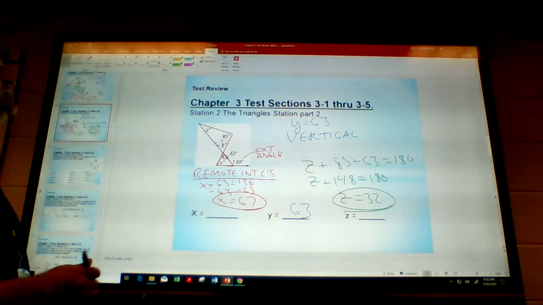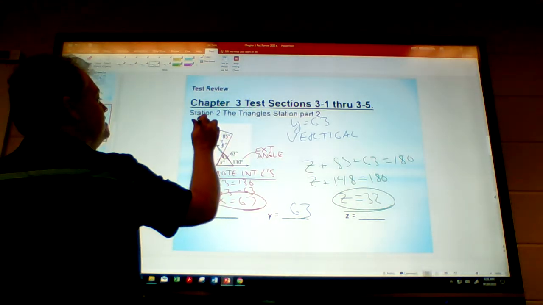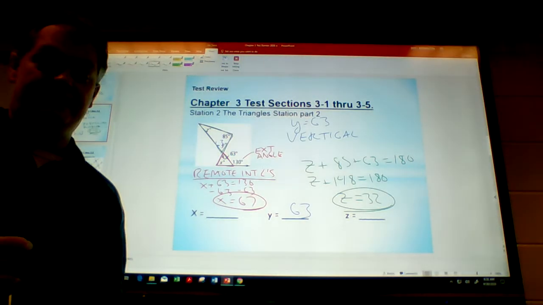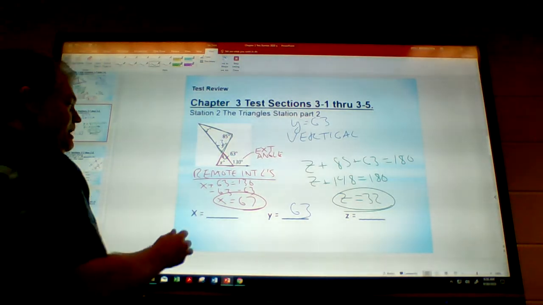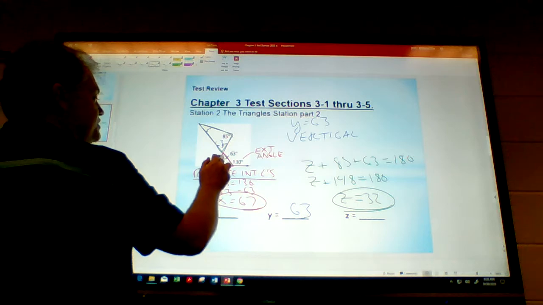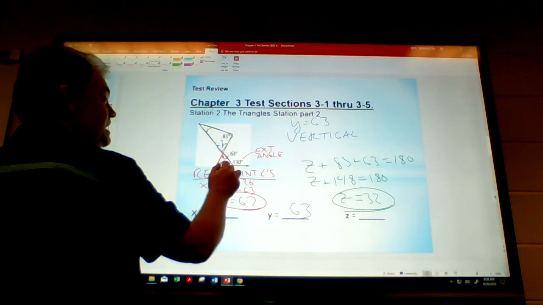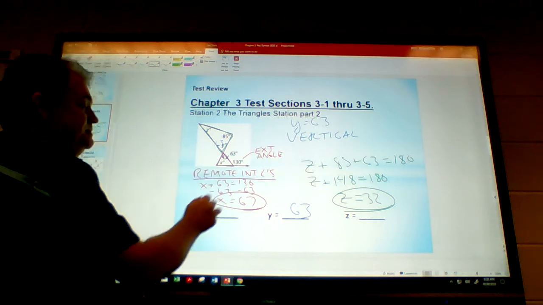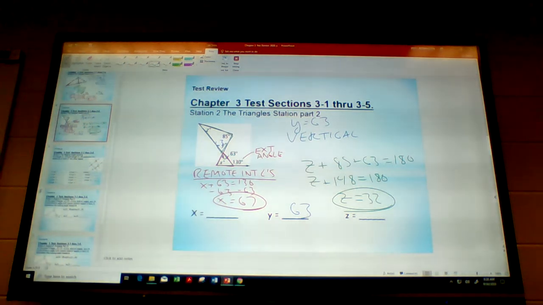All right, so this is an example right here of the sum of the interior angles. The sum of the interior angles of a triangle is always going to be 180. But the red one right here, I have the two remote interior angles because they're the angles that don't touch this angle. So these two added together will add up to give you 130. So 63 plus 67 is the missing angle.